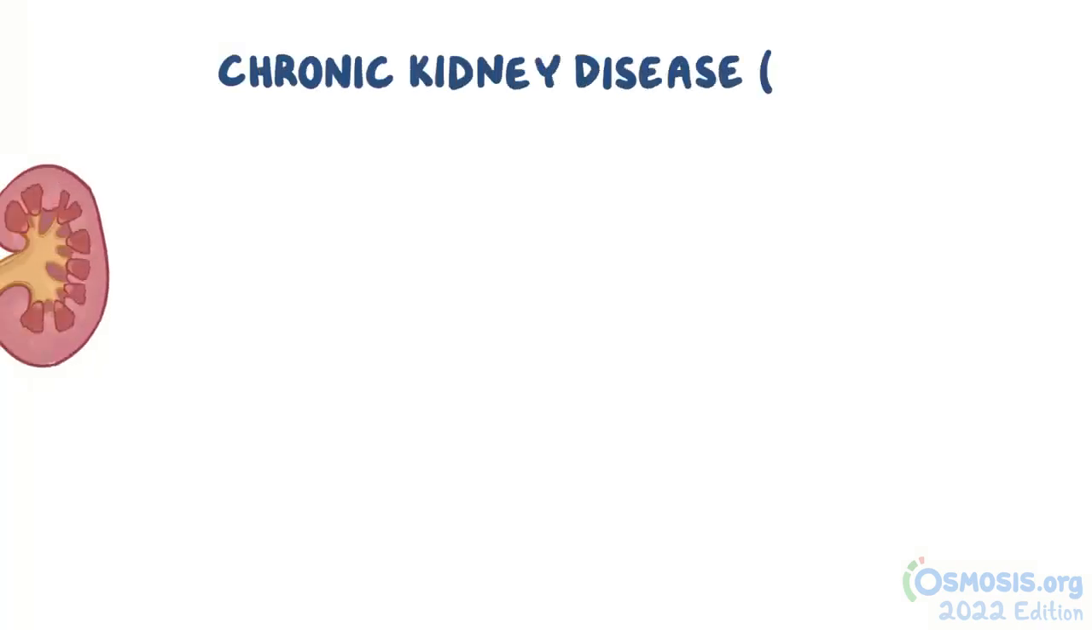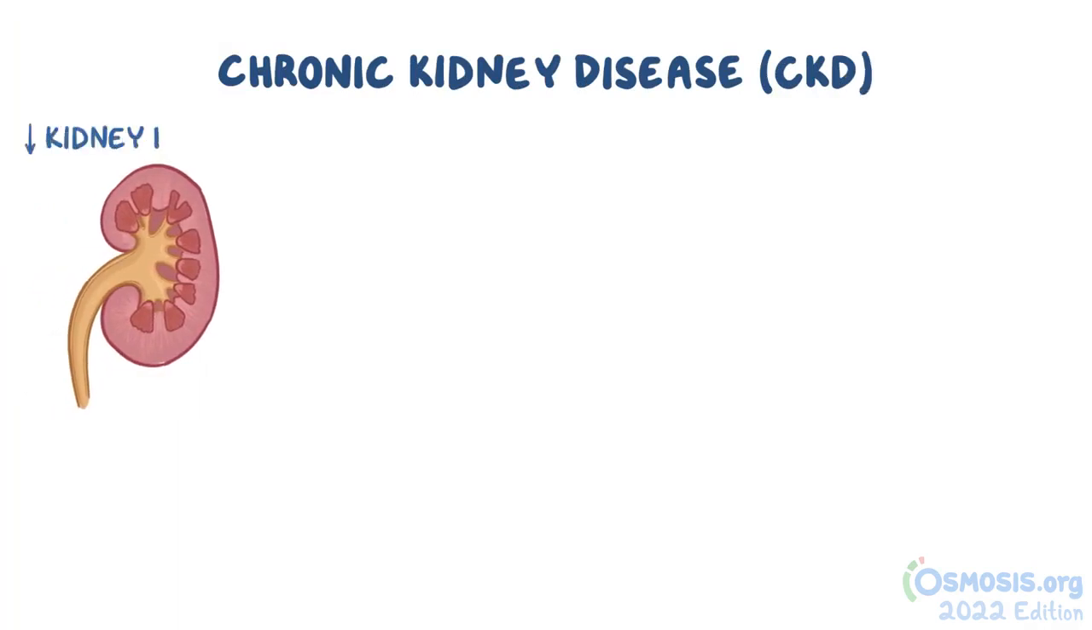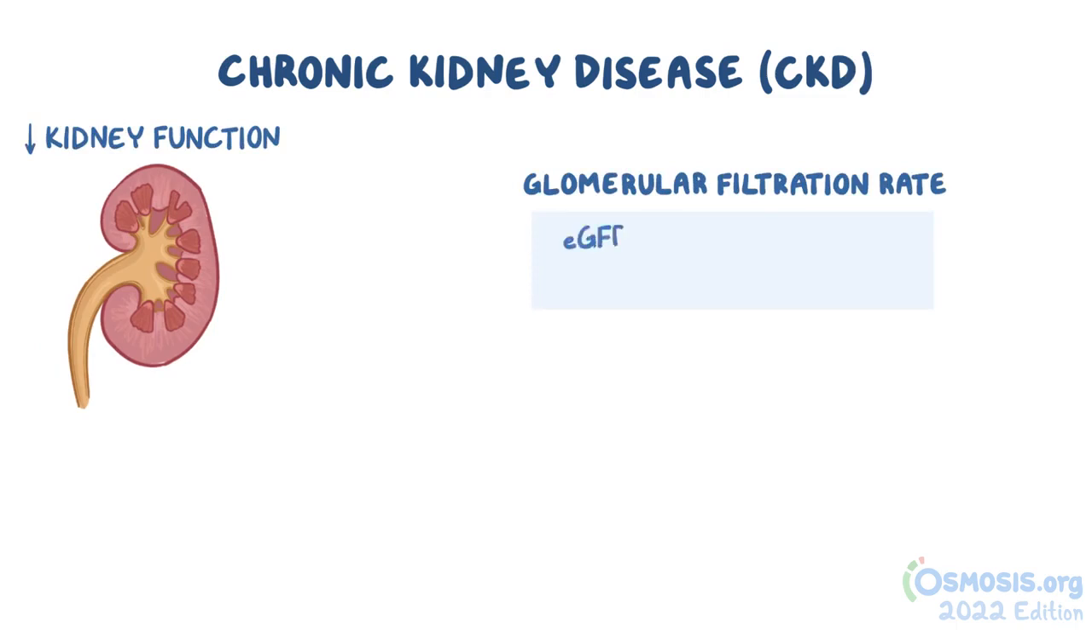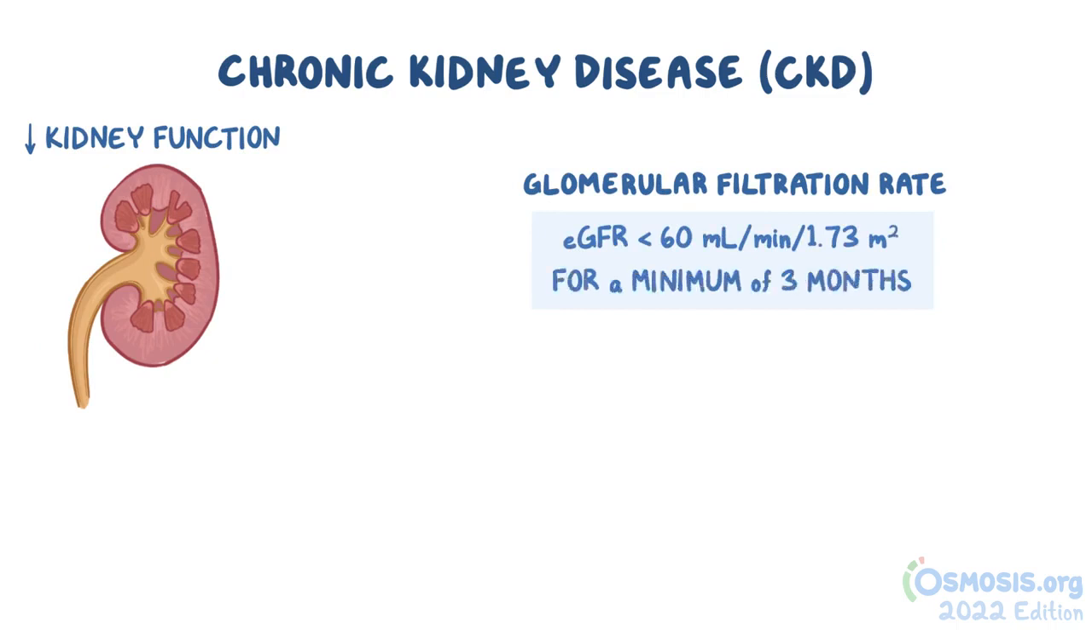Chronic kidney disease, or CKD, describes a decrease in kidney function with an estimated glomerular filtration rate, or eGFR, below 60 milliliters per minute per 1.73 square meters. That happens over a minimum of 3 months, regardless of the cause.